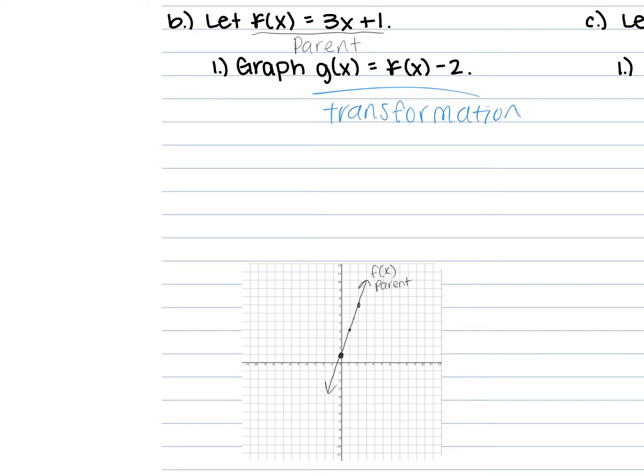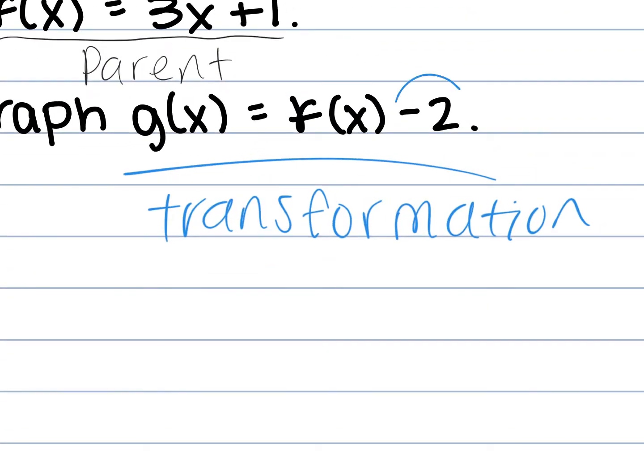Let's answer our 3 questions. Is it horizontal or vertical? Why? Good. It's outside the parentheses. Do we all see that? What's changing our graph? The -2. Do you guys agree? And it's outside, so it must be a vertical transformation.